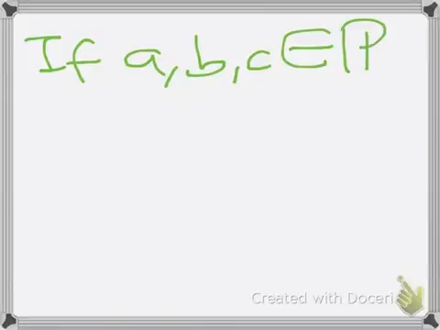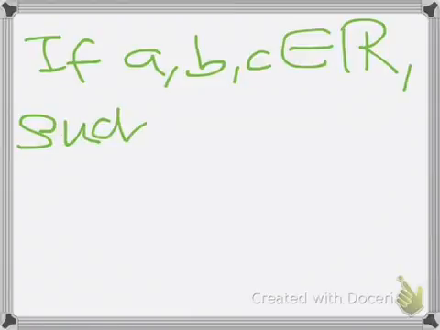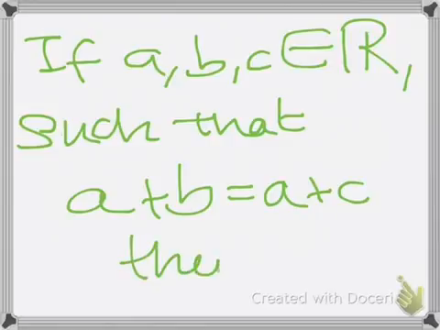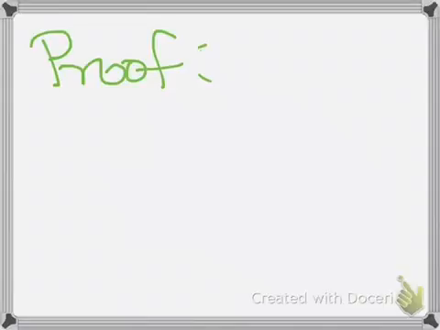So let us say A, B, C belong to the set of real numbers such that A plus B equals A plus C, then B equals C. This is the theorem of left cancellation. Now let us see the proof. Every theorem has a proof, and axioms don't have proofs because they are mere assumptions, the assumptions we base our proofs on.